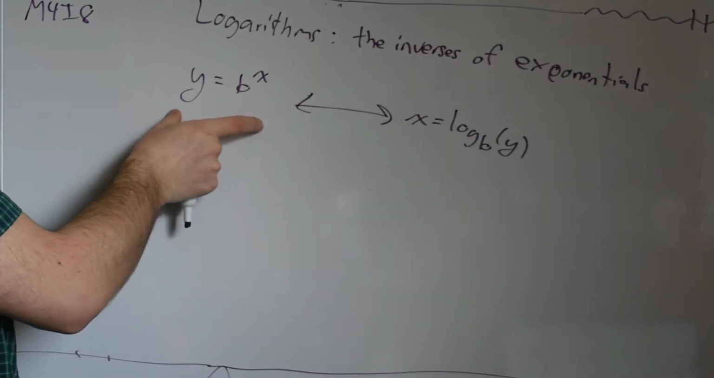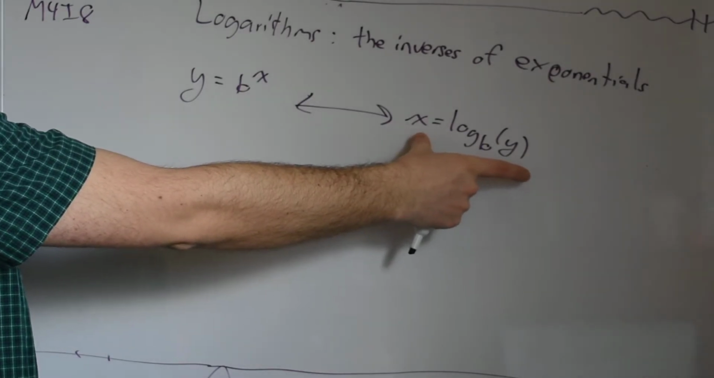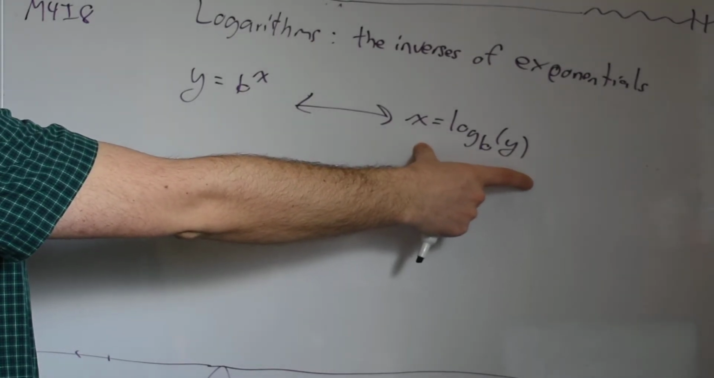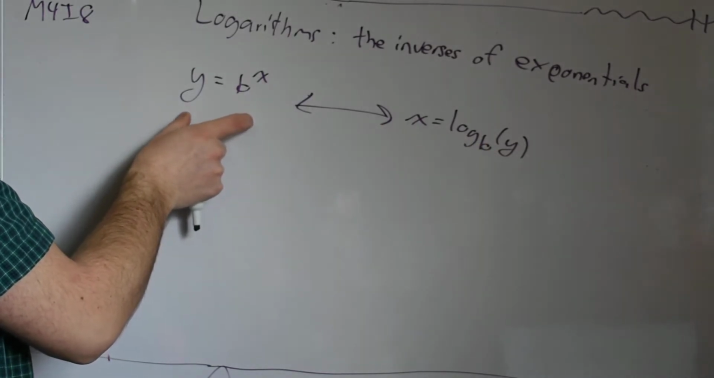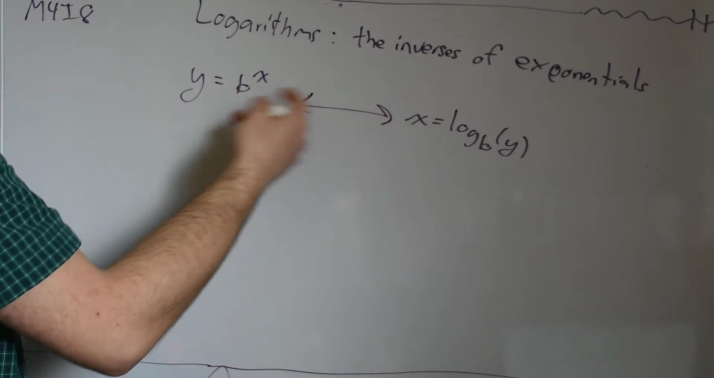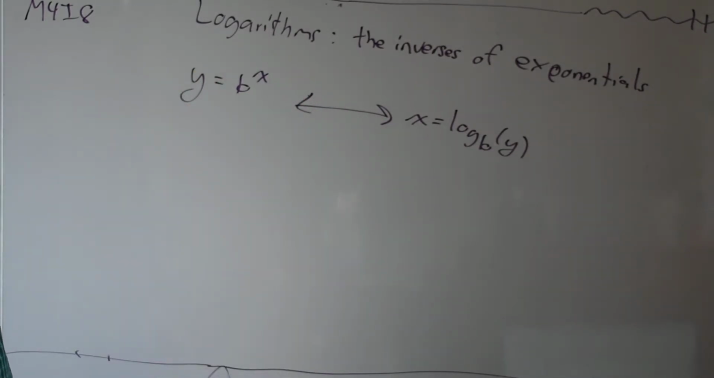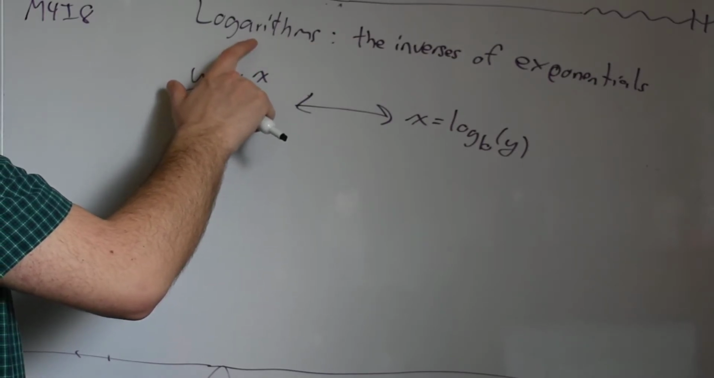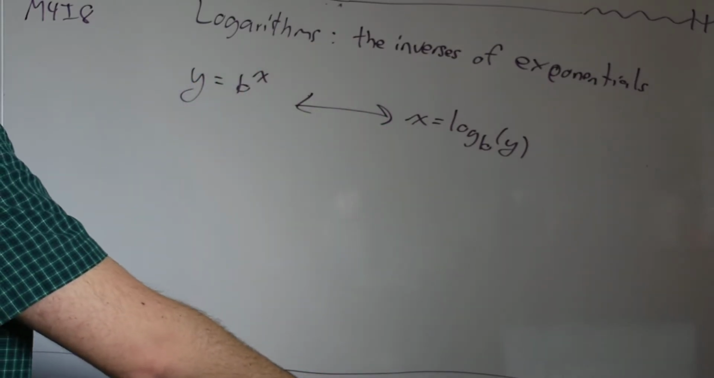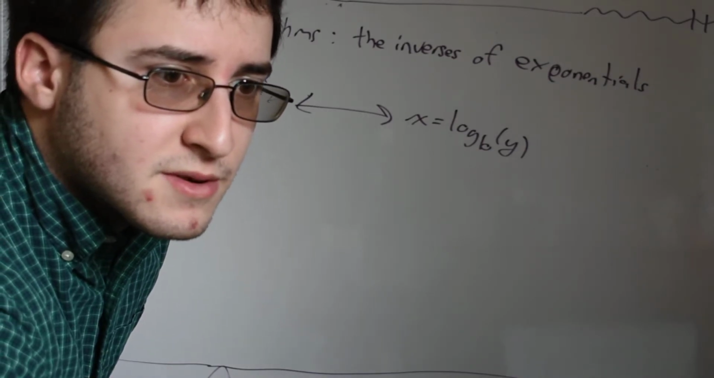So if we have something that looks like this, we can freely switch it to look like this. And if we have something that looks like this, we can freely switch it to look like this. And this will really come in handy as we go through and try to solve for x or y in either of these, doing this kind of switch. So let's look at some examples for this that I have prepared for us.